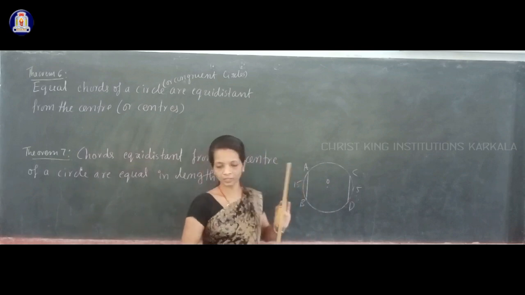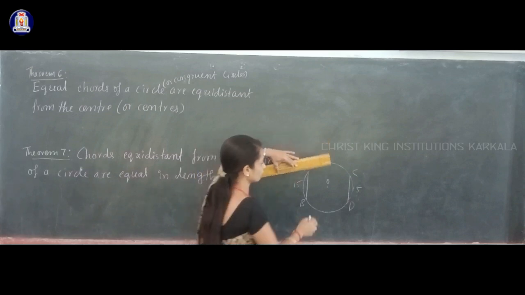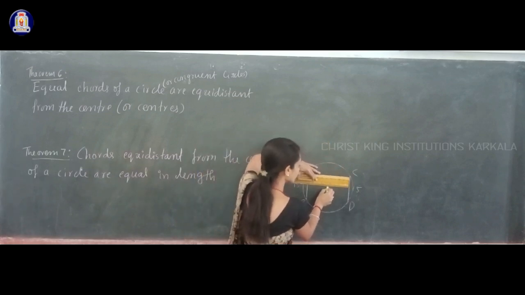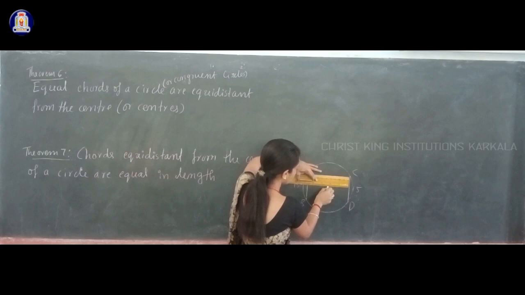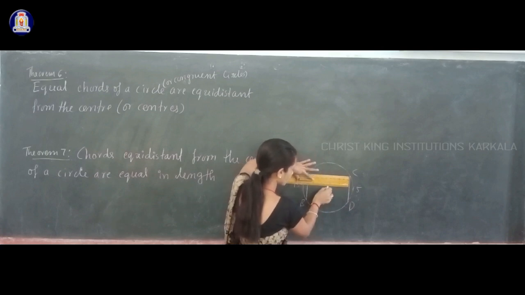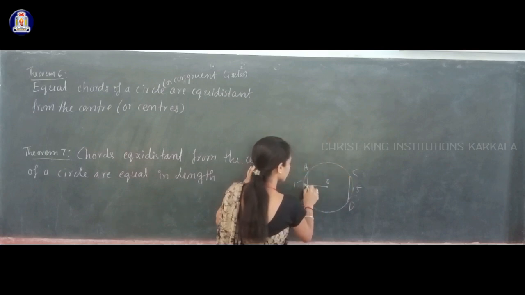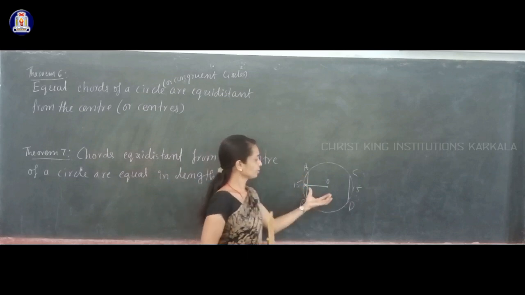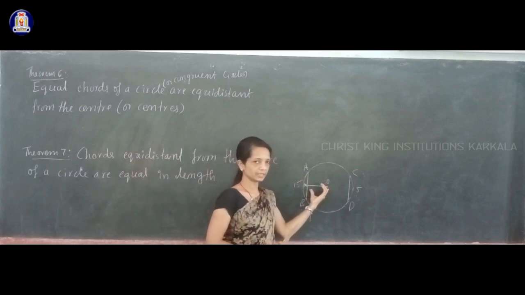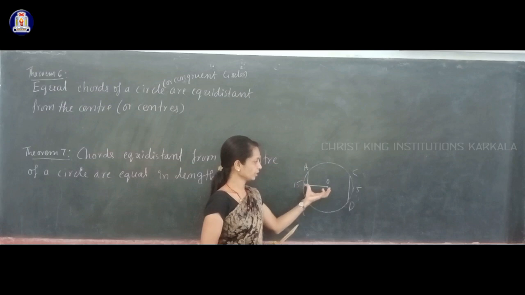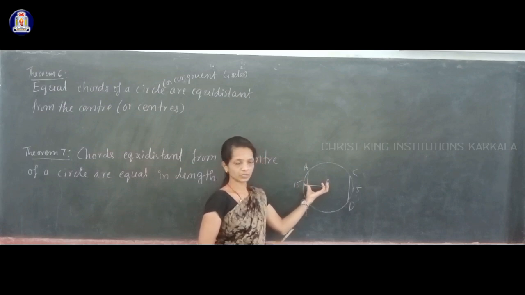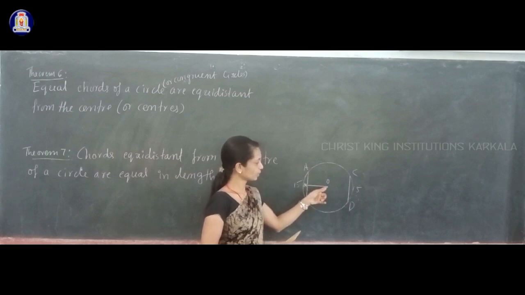What you have to do is draw a perpendicular from the center to the chords. From O, I will draw a perpendicular to chord AB and name it OM. What is OM? OM is the perpendicular drawn from the center to the chord AB, and the length of OM gives you the distance of the chord AB from the center.